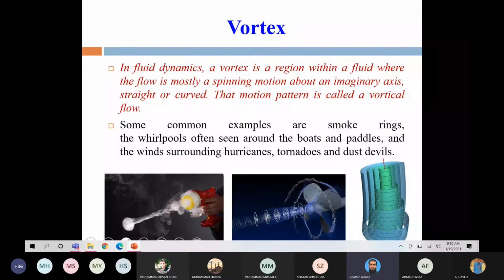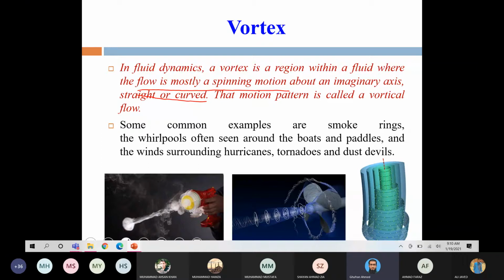covers fluids other than water as well, a vortex is a region within a fluid where the flow is mostly a spinning motion, okay, about an imaginary axis. So we cannot see its axis, but we still see that the fluid is in a moving state or in a, say, spinning state. It can be straight or curved. So that motion pattern is called a vortical flow, okay.